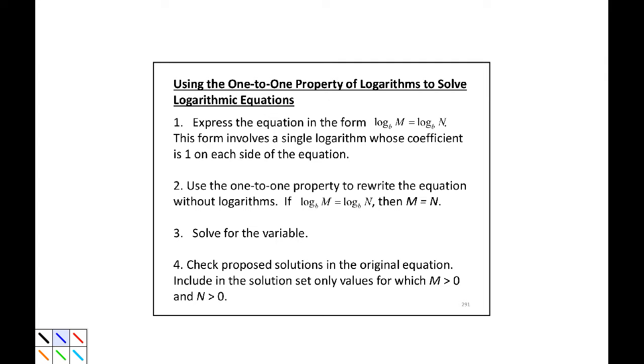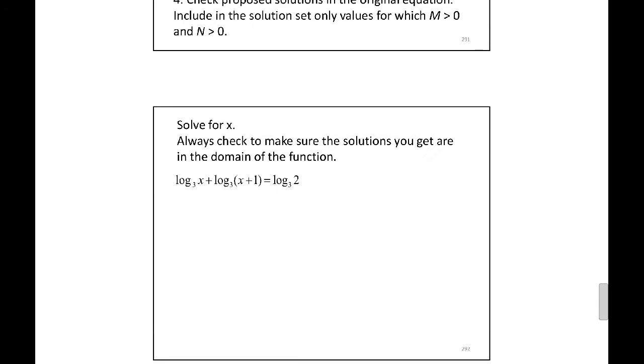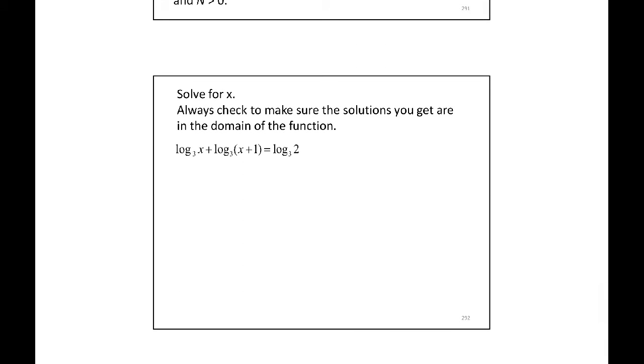The one-to-one property says that if log base b of m equals log base b of n, then m equals n. That's what we're after. We will solve that resulting equation for the variable we're trying to determine, and then check our proposed solutions in the original equation. Include in the solution set only values for which m is greater than 0 and n is greater than 0, based on the domain of our logarithmic functions. Solve for x, and always check to make sure the solutions you get are in the domain of the function.